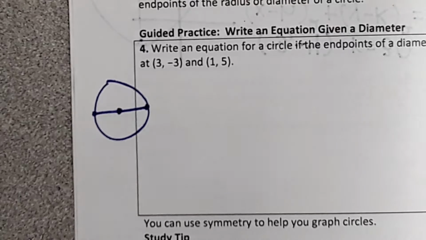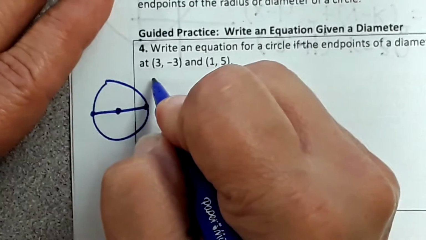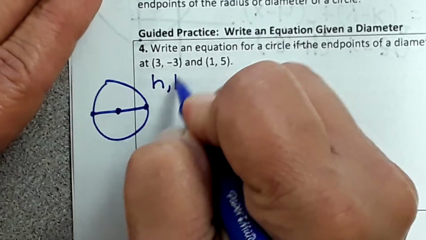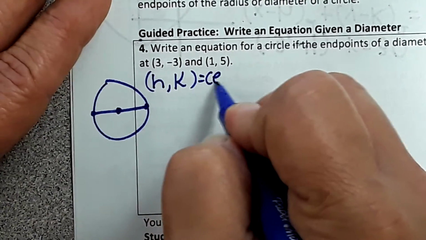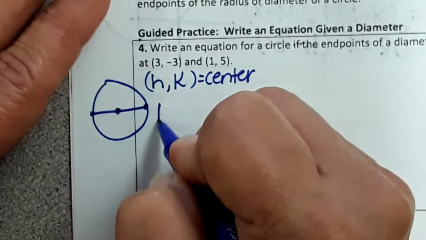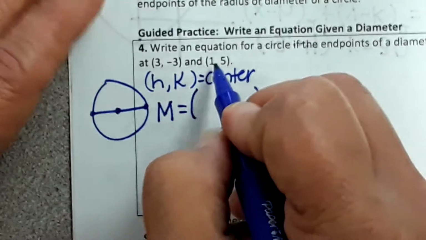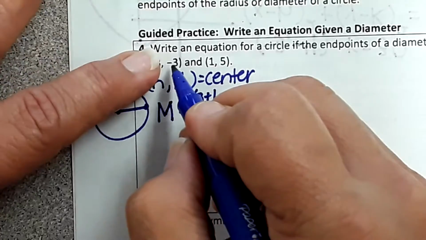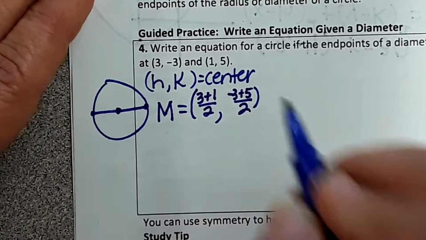So let's do that right now. We're going to find the midpoint and the distance. The midpoint, so we're looking for (h, k), which is (3 plus 1) divided by 2, (-3 plus 5) divided by 2.